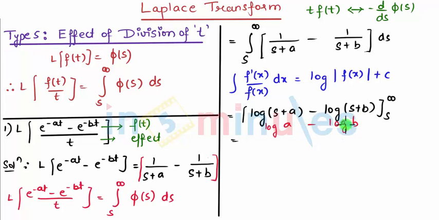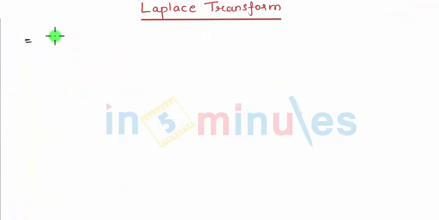Now, before substituting limits, let's see it is log a minus log b. So log a minus log b can be written directly as log of s plus a divided by s plus b, that is a by b, where you need to put the limits s to infinity. Now, I'll teach you first. When you put limit infinity, it comes infinity. So how to solve this? Now, we need to solve log of s plus a divided by s plus b, where your limits are s to infinity.